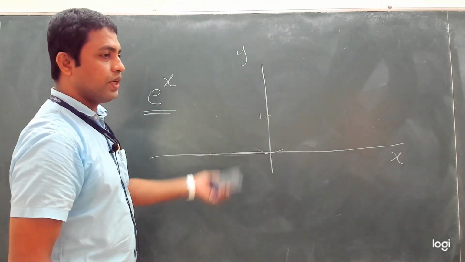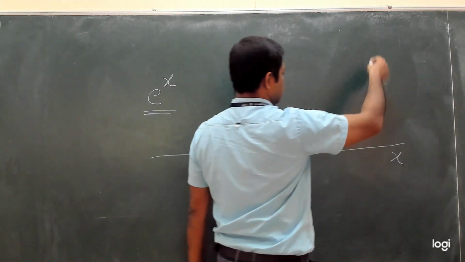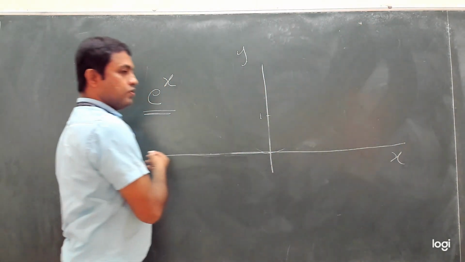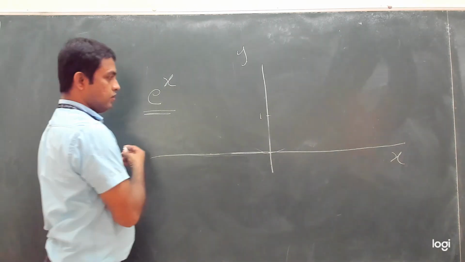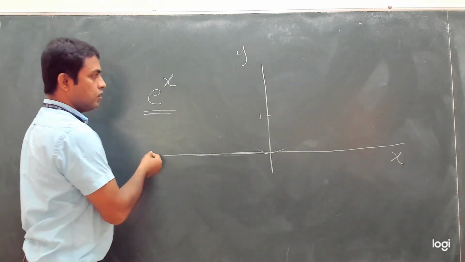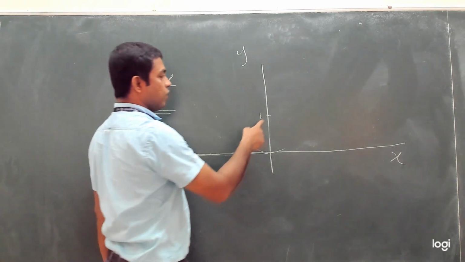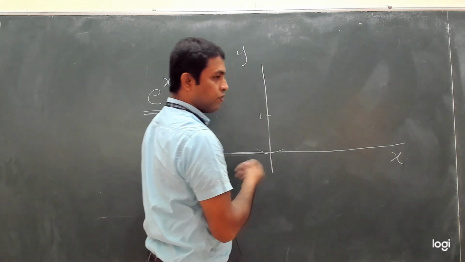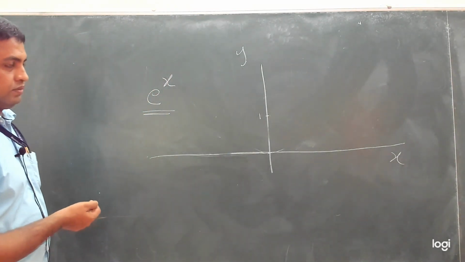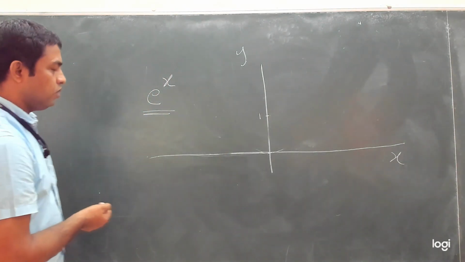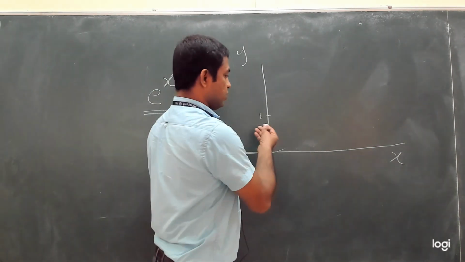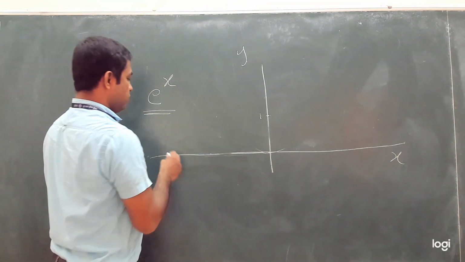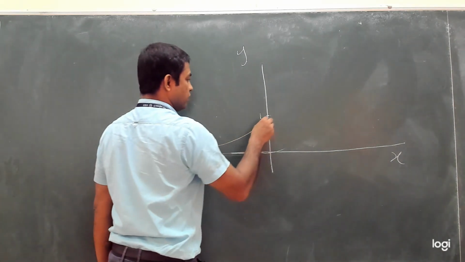As x tends to infinity, the function goes to infinity, and as x tends to minus infinity, the function goes to 0. Okay. At x is equal to 0, what is the slope? Is there a maxima or minima for this function? No, sir. At x is equal to 0, what is the slope? 1. So it goes like this.